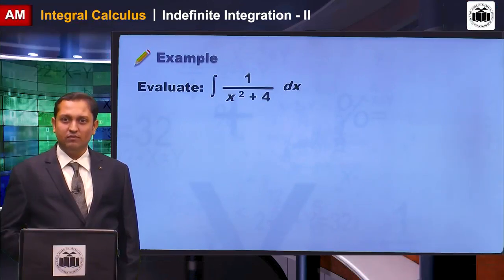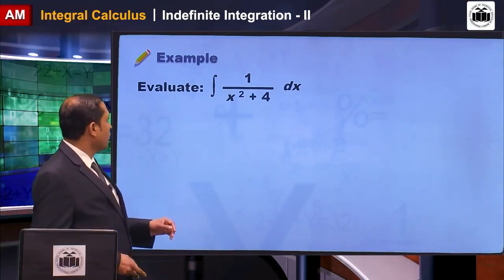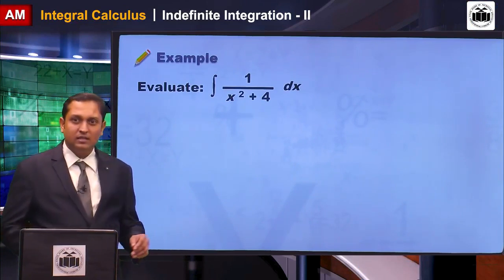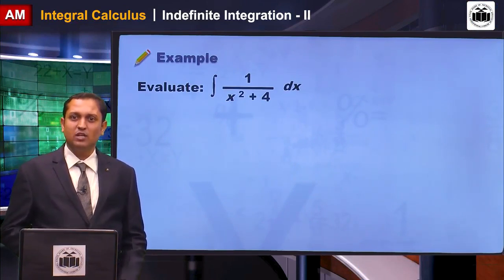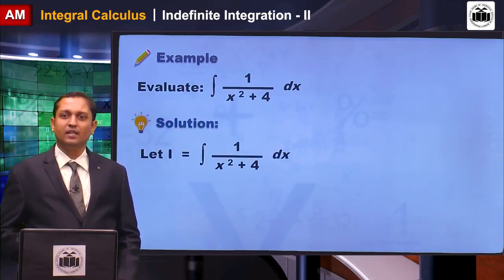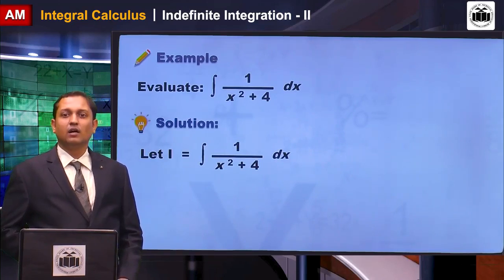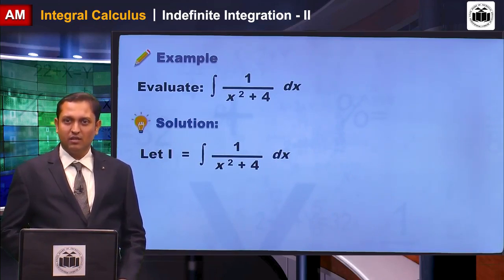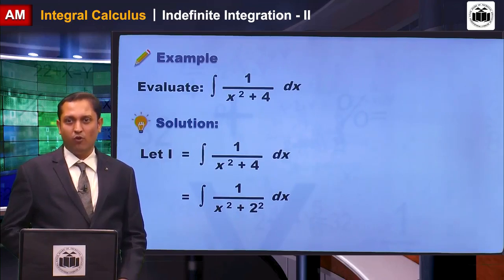Now we come to the next example. Evaluate integral 1 upon x square plus 4 dx. This is an example based on algebraic integration, formulas for algebraic integration. Now see here, let I equal to integral 1 upon x square plus 4 dx. Here we are representing the integral by using I. Now as I have already told you, we need to match the given integral with the formula type.